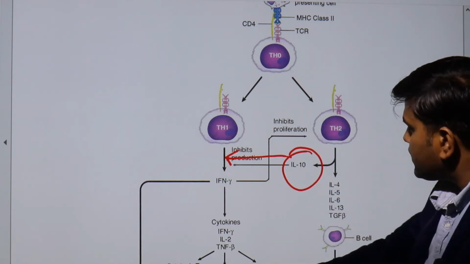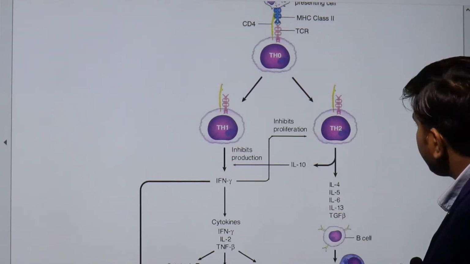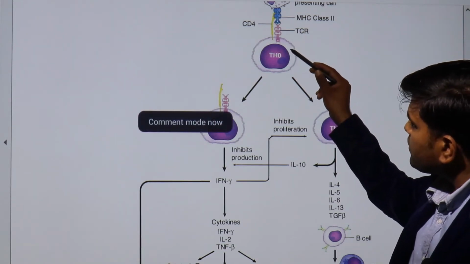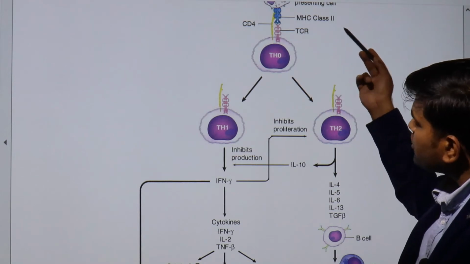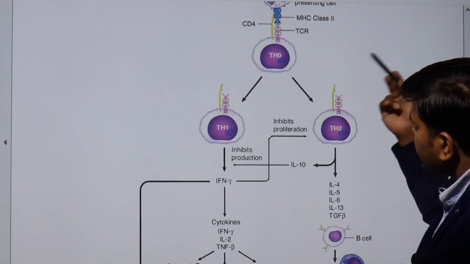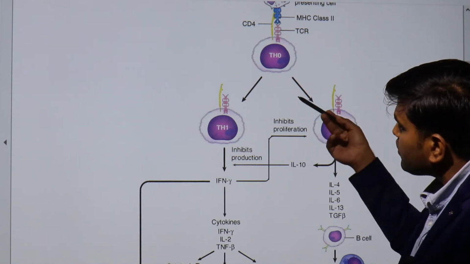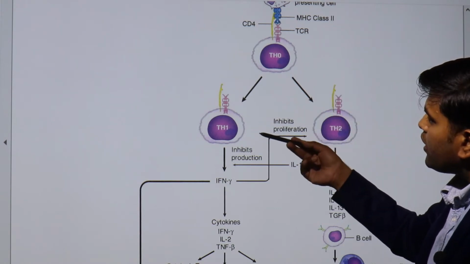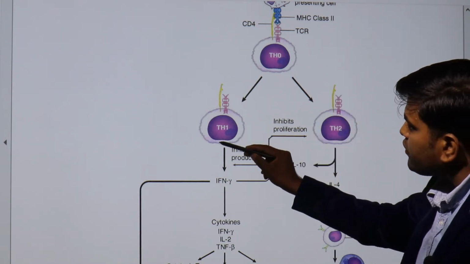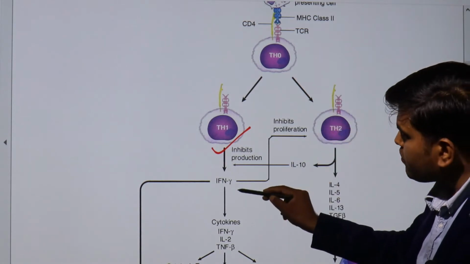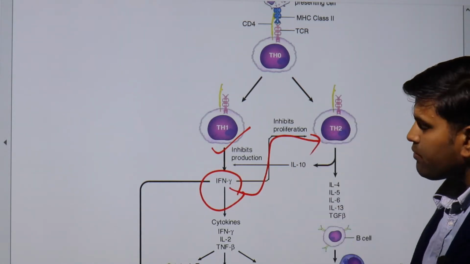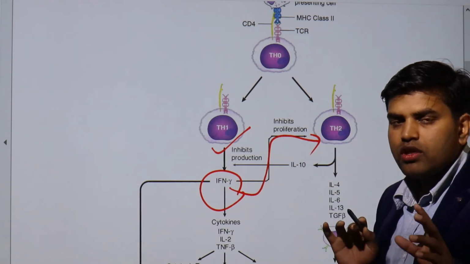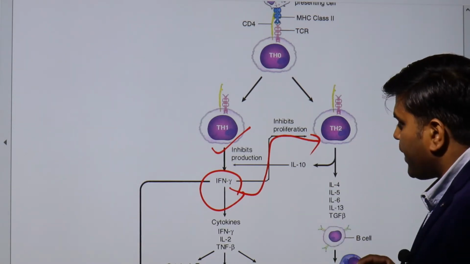If you are given an intracellular pathogen, it will be processed and presented mainly by MHC class 1, which goes to the helper T cell or cytotoxic T cell. If the TH1 arm is activated, it will release interferon gamma, and this interferon gamma will actually inhibit the TH2 arm. So at a time only one arm will be activated.